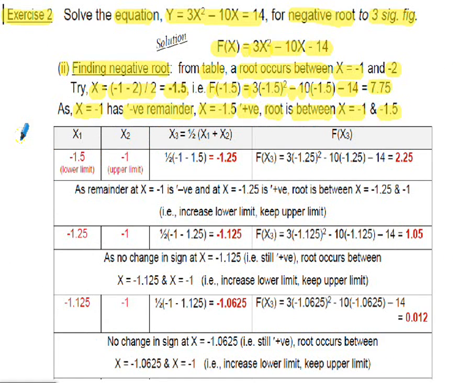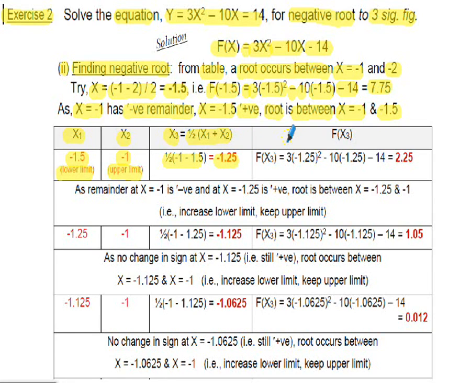So now all we're going to do is undertake the process we had in example 1, starting with the range of negative 1.5 to negative 1. So in this case, for our first iteration, x1 is equal to negative 1.5, the lower limit, and x2 is equal to negative 1, the upper limit. Calculating x3, which is the average of x1 plus x2, we find that x3 is negative 1.25.